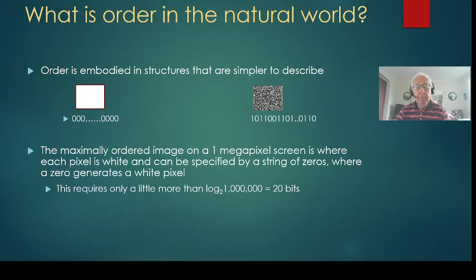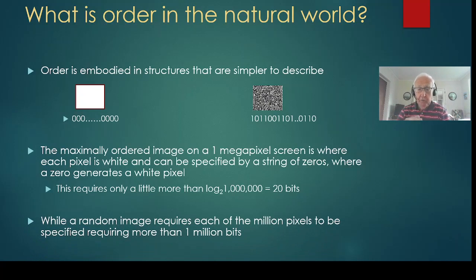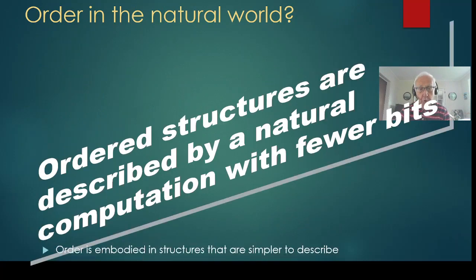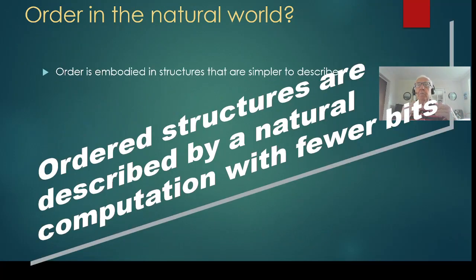And this requires about log to the base 2 of 1,000,000, because it's a 1,000,000 pixel screen, and that requires only 20 bits. While a random image, the one on the right, requires each of the pixels to be specified, and that requires more than 1,000,000 bits. The one on the left is ordered, described by 20 bits. The one on the right is disordered, described by 1,000,000 bits. Then what about order in the natural world? Order is embodied in structures that are simpler to describe.